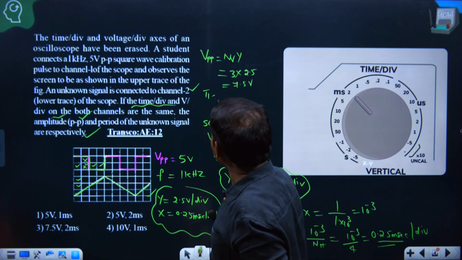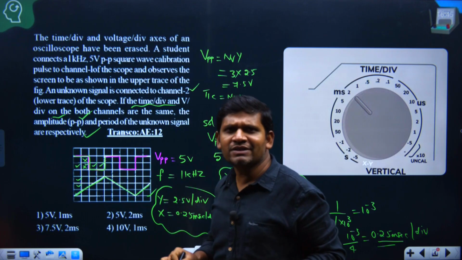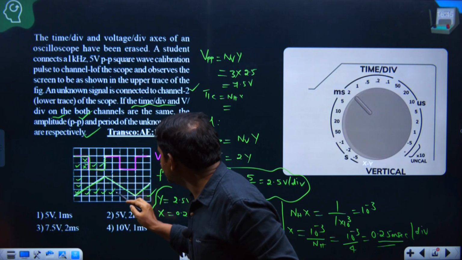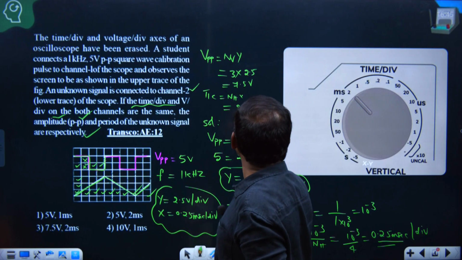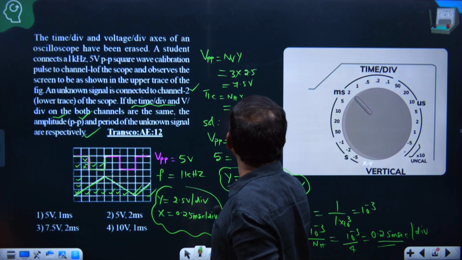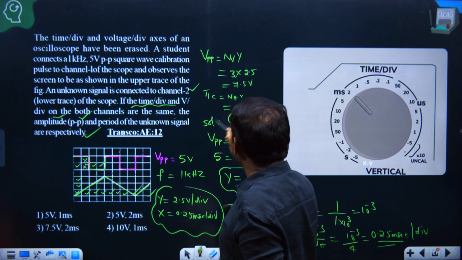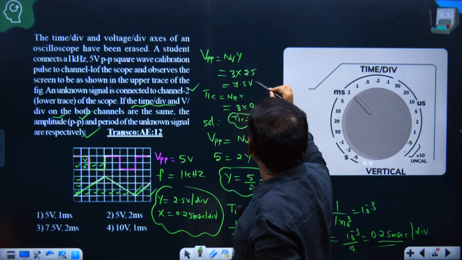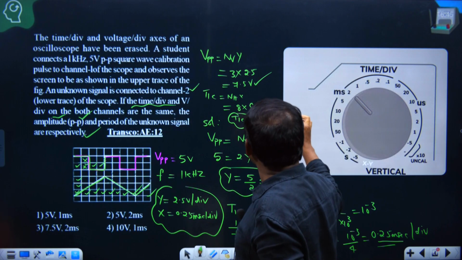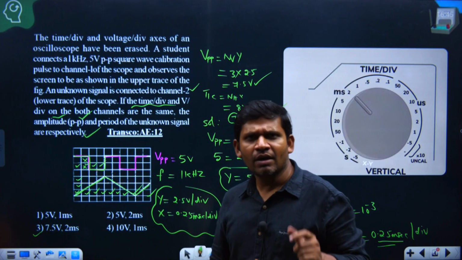What is the time period of the unknown signal? NH into X. How many horizontal divisions are occupied by this waveform? 1, 2, 3, 4, 5, 6, 7, 8. That is 8 into the X setting, 0.25. T1C equals how much, friends? That is 2 milliseconds. So for the unknown waveform displayed on the screen, the peak to peak voltage, not amplitude, is 7.5 volts and the time period is 2 milliseconds. For this question, option 3 is the right answer.